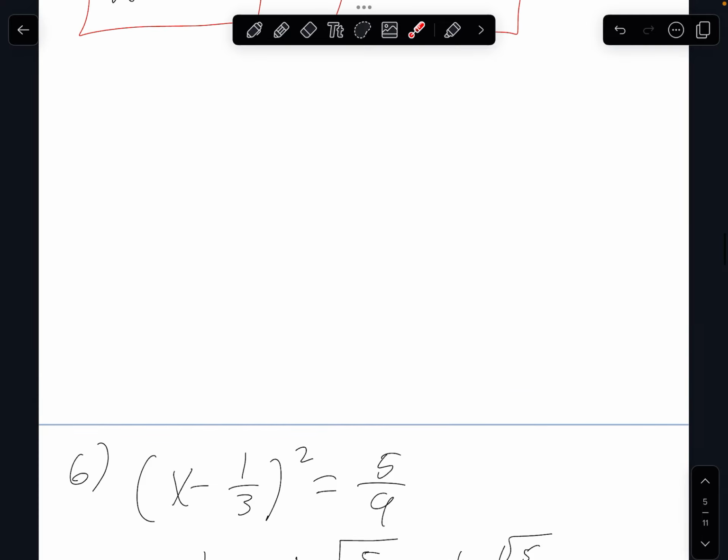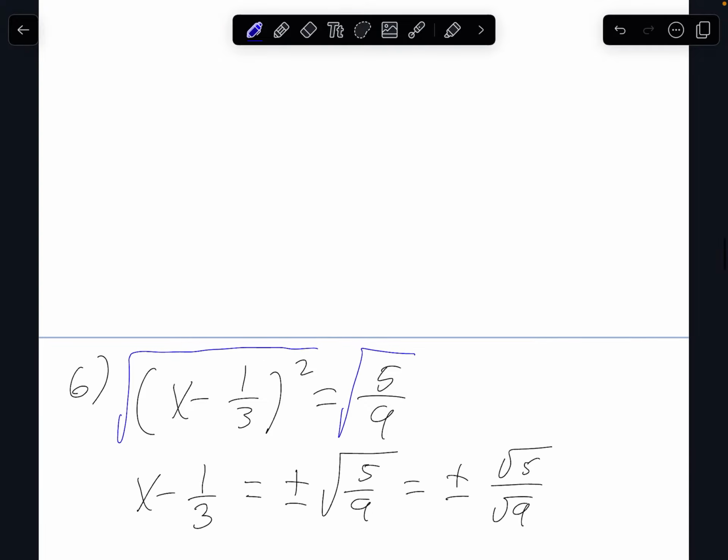Let's take a look at something a little more complicated, but only because there's fractions, not because we're utilizing anything different. Again, once you see this kind of format, this is tailor-made for a square root property kind of problem. X minus 1 over 3 is nestled inside these parentheses raised to the second power. So that means if we take the square root of this side and the square root of the right side, we're left with x minus 1 over 3 alone. And on the other side, a positive or negative radical 5 over 9.